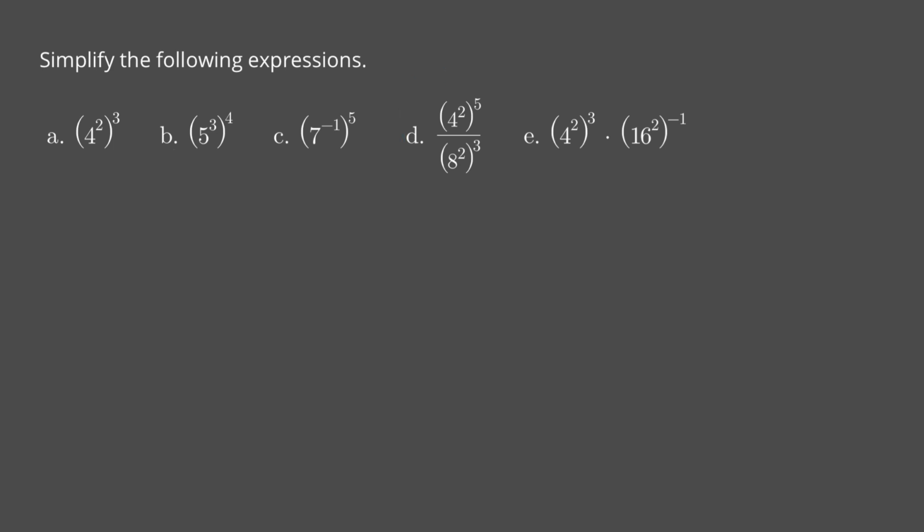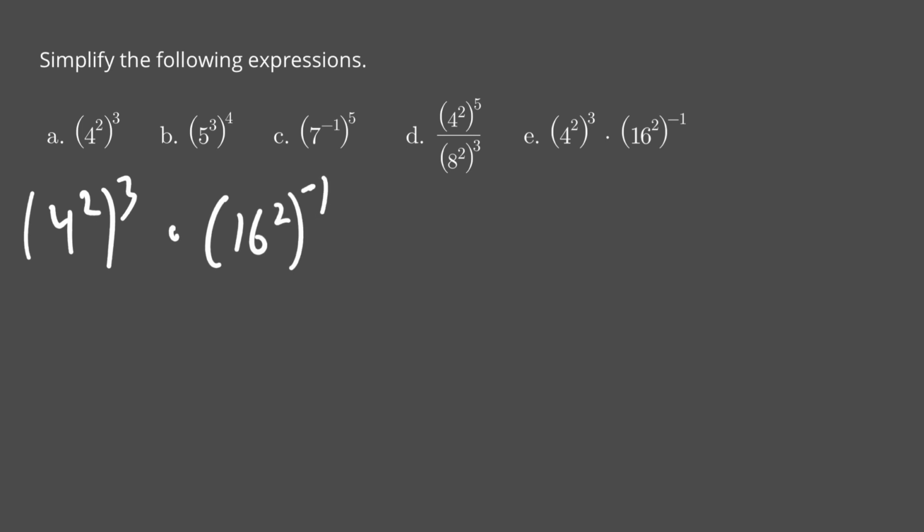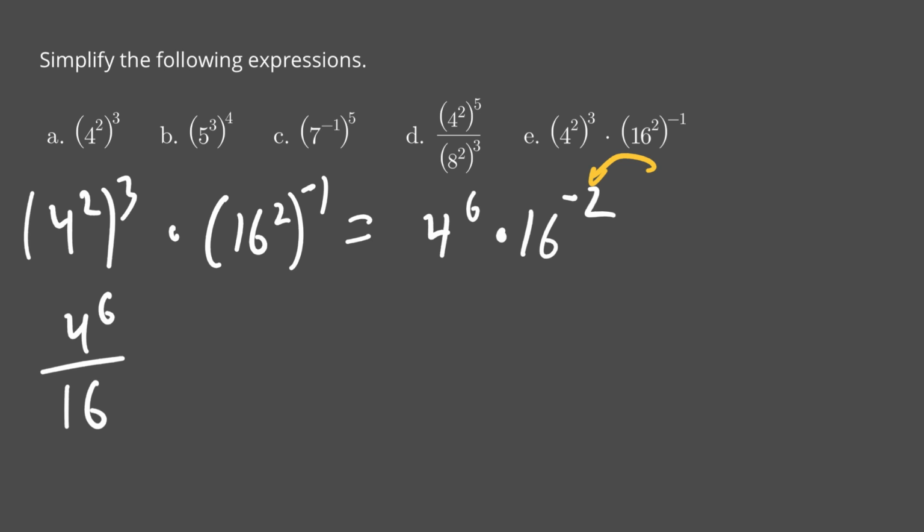Looking at part E, we will use a similar approach to that of part D. We have 4 to the power of 2 to the power of 3 times 16 to the power of 2 to the negative 1. Rewriting this by multiplying the exponents together, we get 4 to the power of 6 times 16 to the negative 2. Since we have a negative exponent, we know that we can take the reciprocal of 16 and make that negative 2 a positive 2. So we have 4 to the power of 6 over 16 to the power of 2.